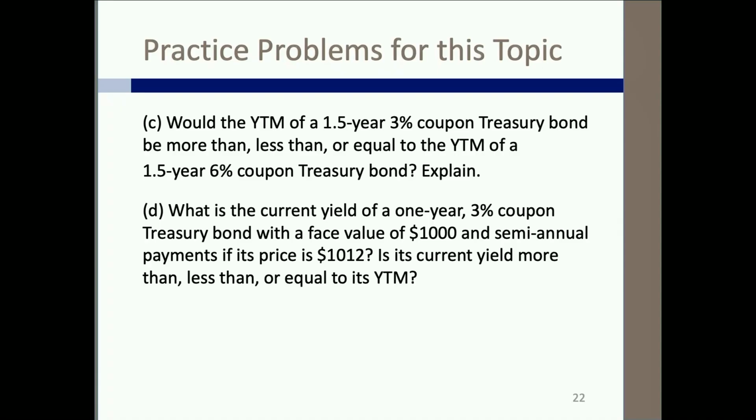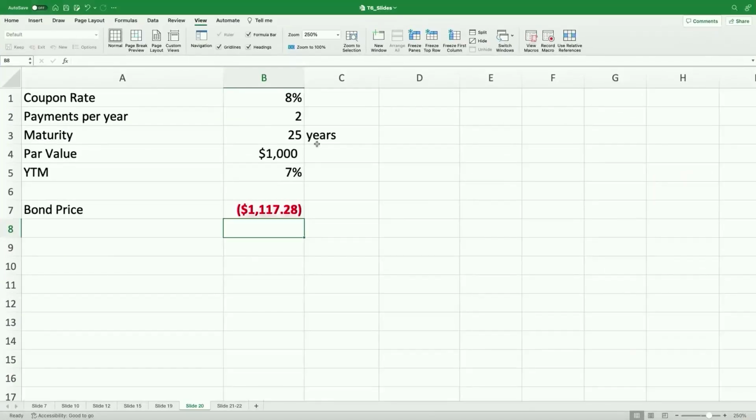Explain. And D says, what is the current yield of a 1-year 3% coupon treasury bond with a face value of $1,000 and semi-annual payments if its price is $1,012? Is its current yield more than, less than, or equal to its yield to maturity? All right, a lot of questions. Let's attack them over in Excel.